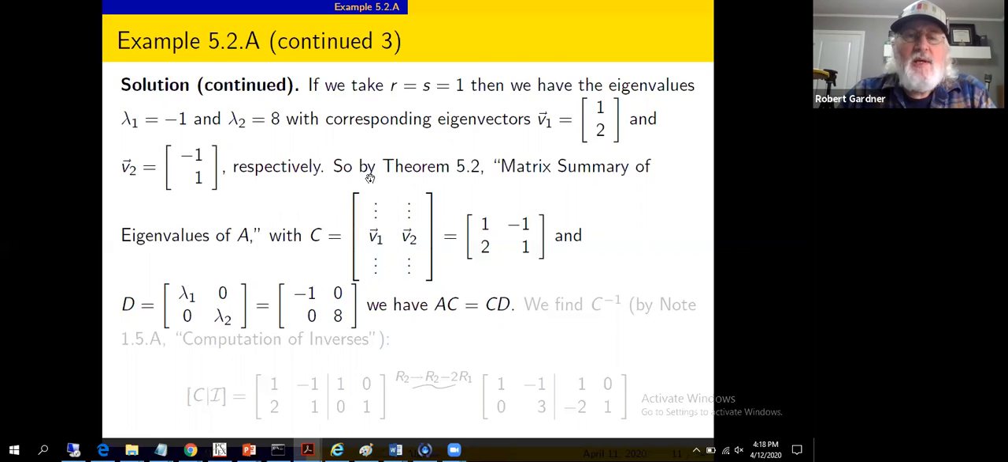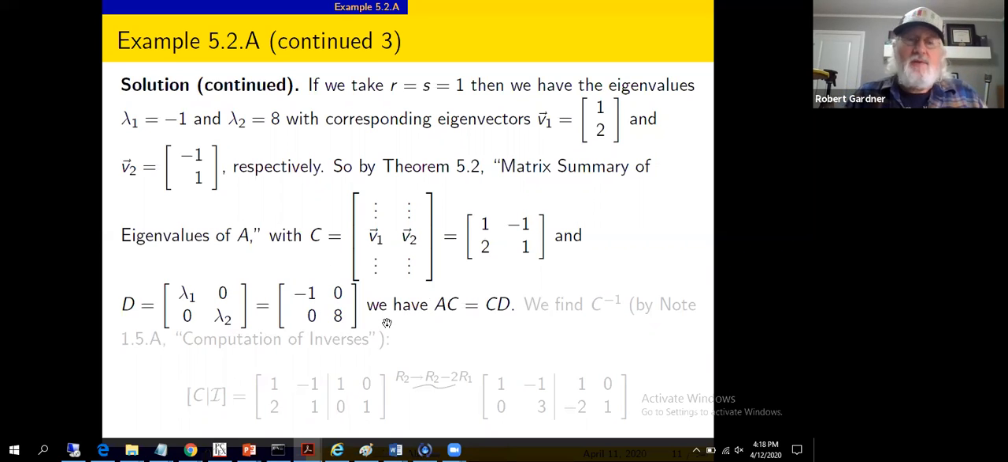That produces these. So for the matrix summary of the eigenvalues of A, we'll take C to have v1 as its first column and v2 as its second column. Here's the book's notation for that. Here's matrix C, and diagonal matrix D will have lambda 1 and lambda 2 along the diagonal. Lambda 1 has to come first because you put the eigenvector associated with lambda 1 in the first column. So the negative 1 has to come first and the 2 second. If you want to swap the order up here, you'll have to swap the order down here as well.